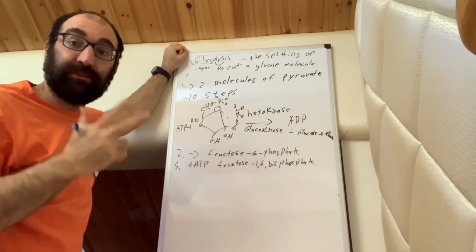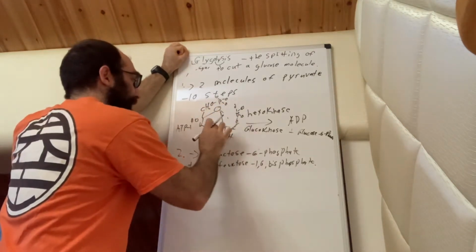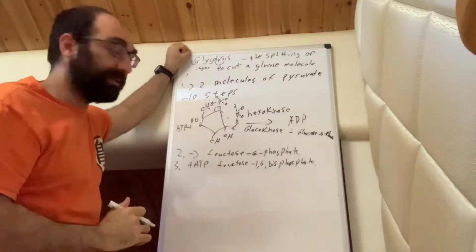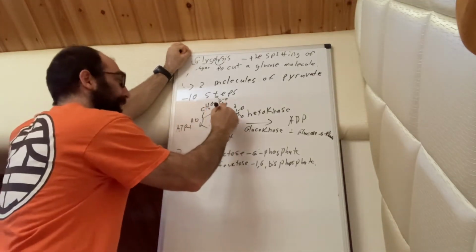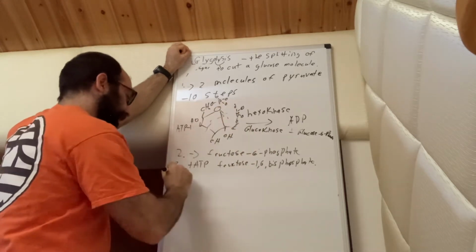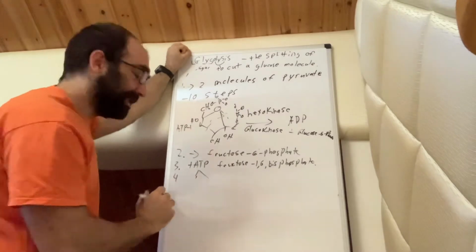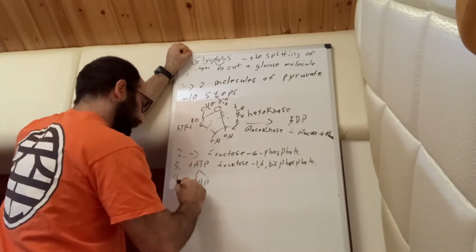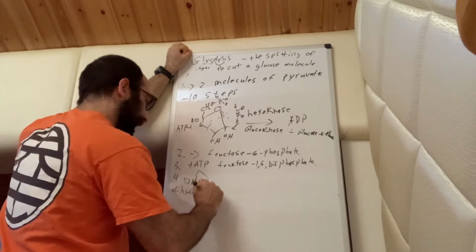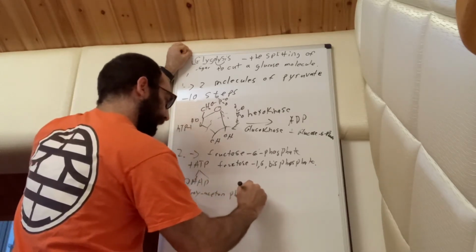You're going to split the molecule, and you're going to have 1, 2, 3, 4, 5, 6. So you have 6 carbons. You're going to split it right down the middle, and then you're going to break this bond. And you're going to make 2 things, okay? The first one you're going to make is called DHAP, which stands for dihydroxyacetone phosphate. Oh, that is a long one.